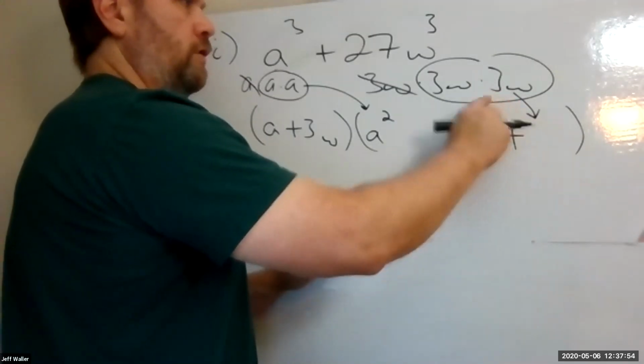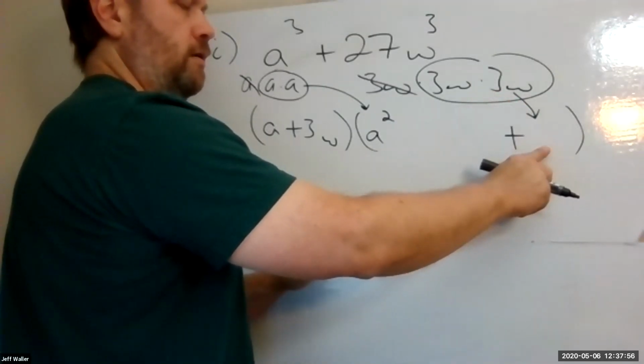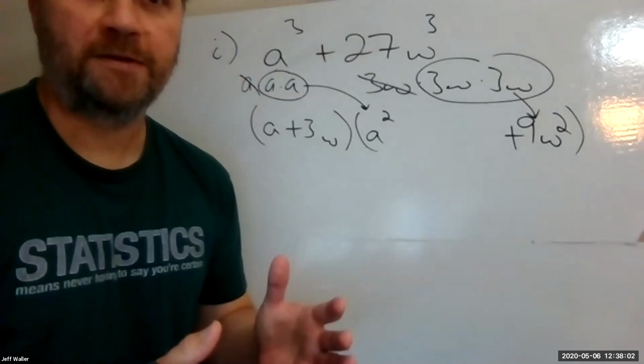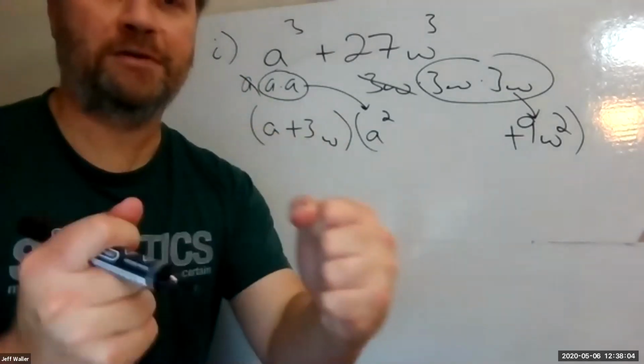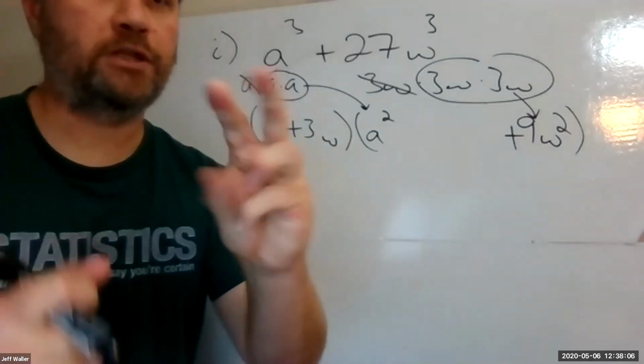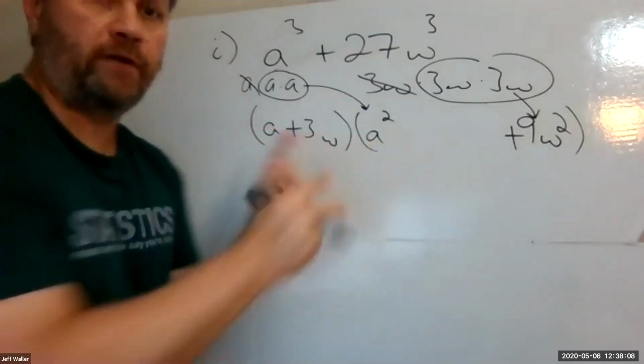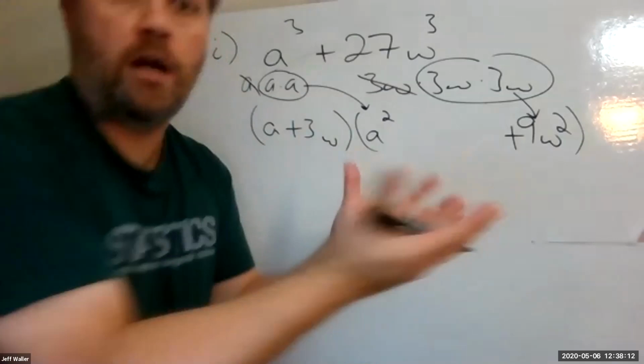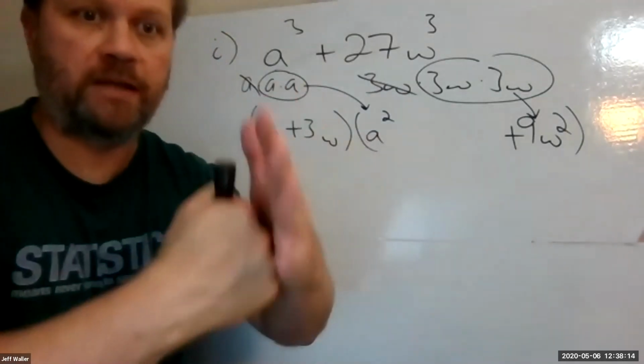27W. What goes in the end? Sorry? 9W squared. Let me stop for a minute. Please, you guys have got to get, there's 3 of everything. So if I put 1 of everything here, I've got to put 2 of everything there. So when I put them back together, there's 3.